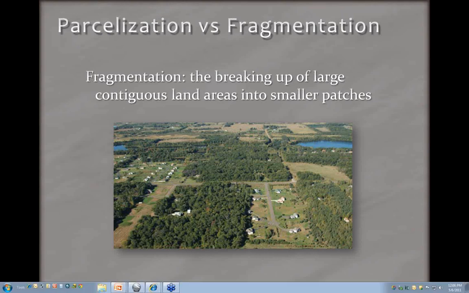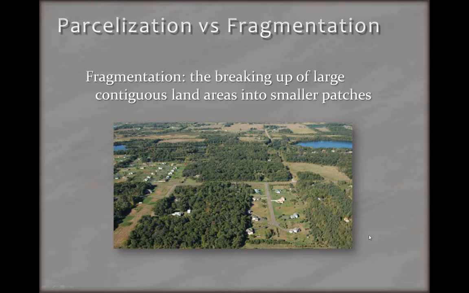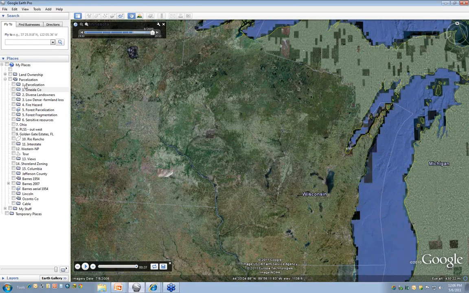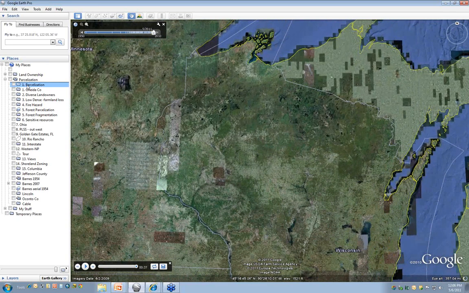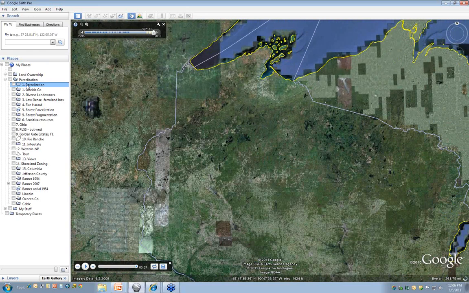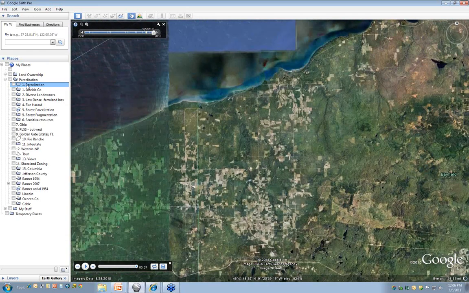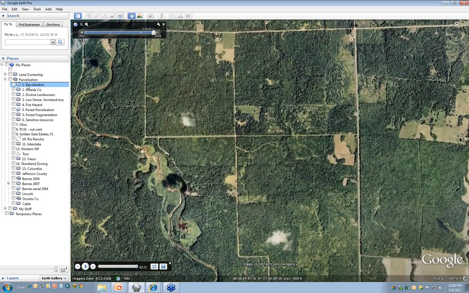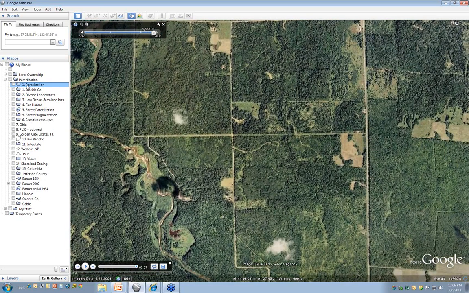And now I'm going to test this for everybody here and go to Google Earth and show you what I mean by parcelization. Usually parcelization occurs before fragmentation. For example, in a highly parcelized forest, it's not necessarily ecologically fragmented. However, having many different landowners does create sort of a fragmented mosaic of management.